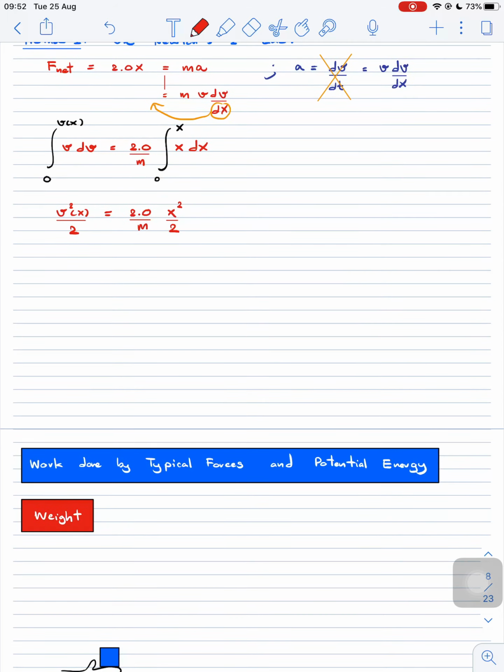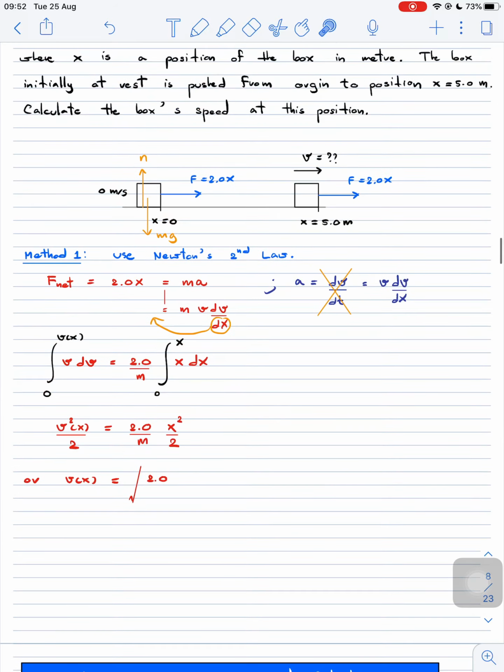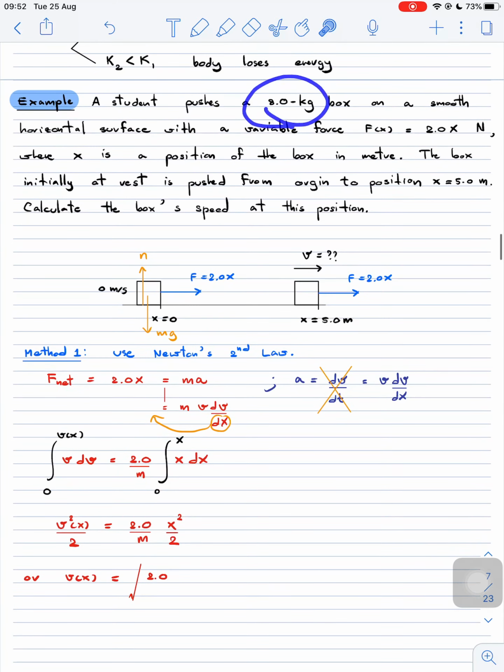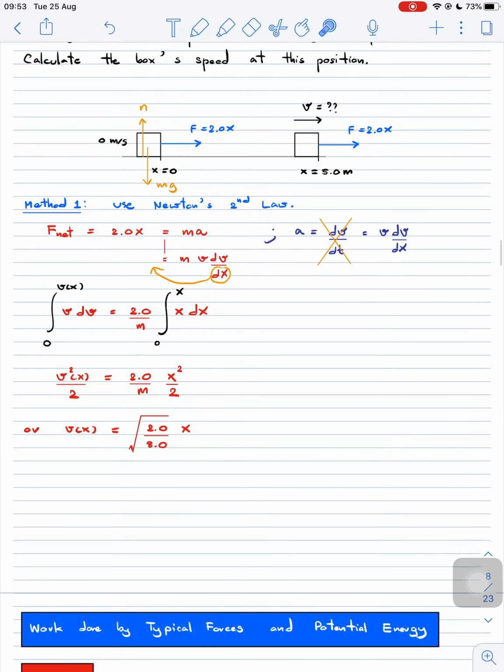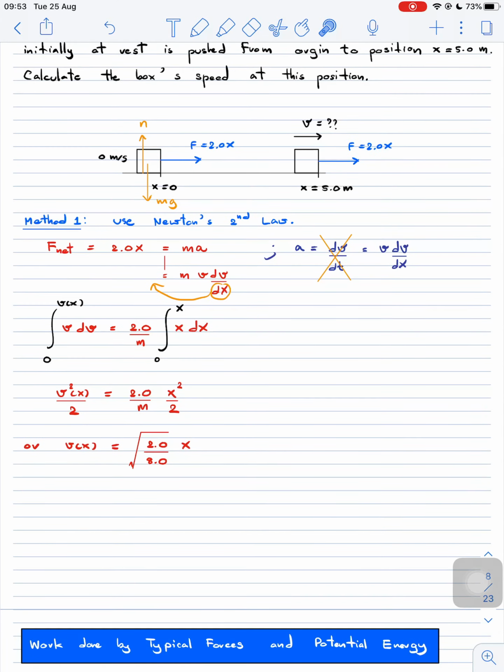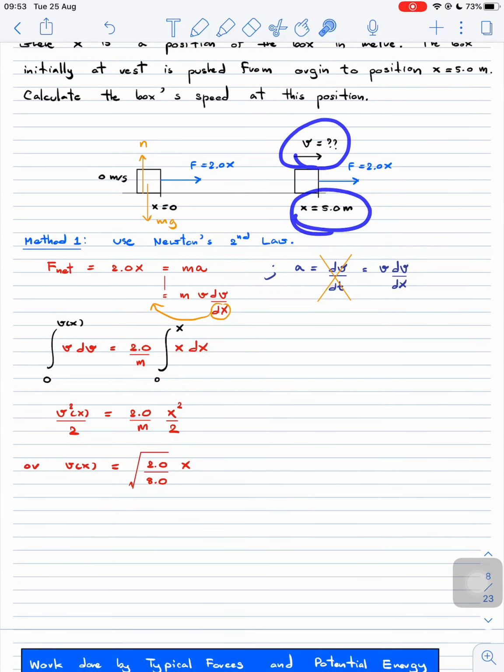Or we can get that vx is equal to the square root of 2 pi o over m, where m is 8 pi o kilogram, right? And then times x, and that's it. So now we can get the velocity as a function of the position x. But now we just want to find the velocity when x equals 5 meters.